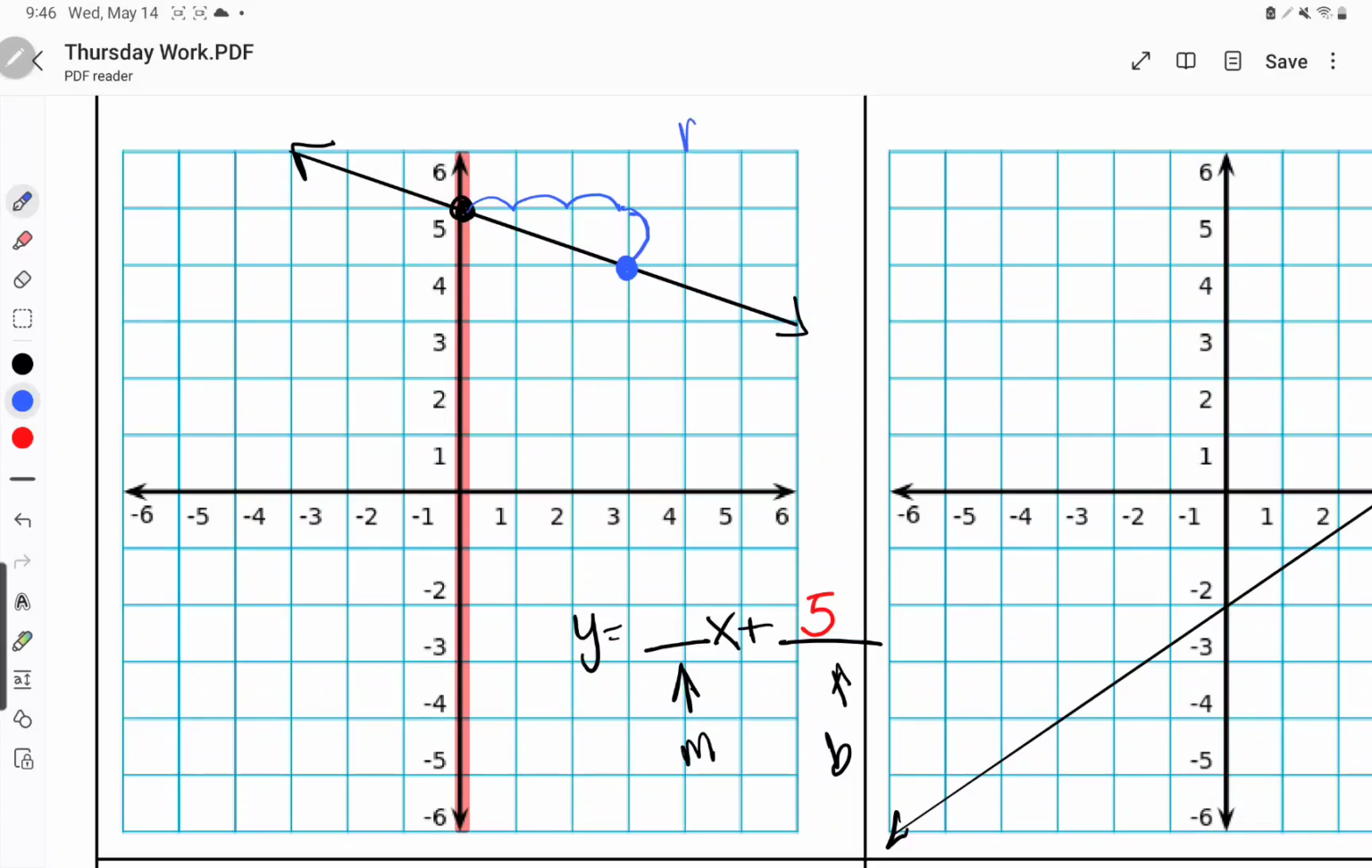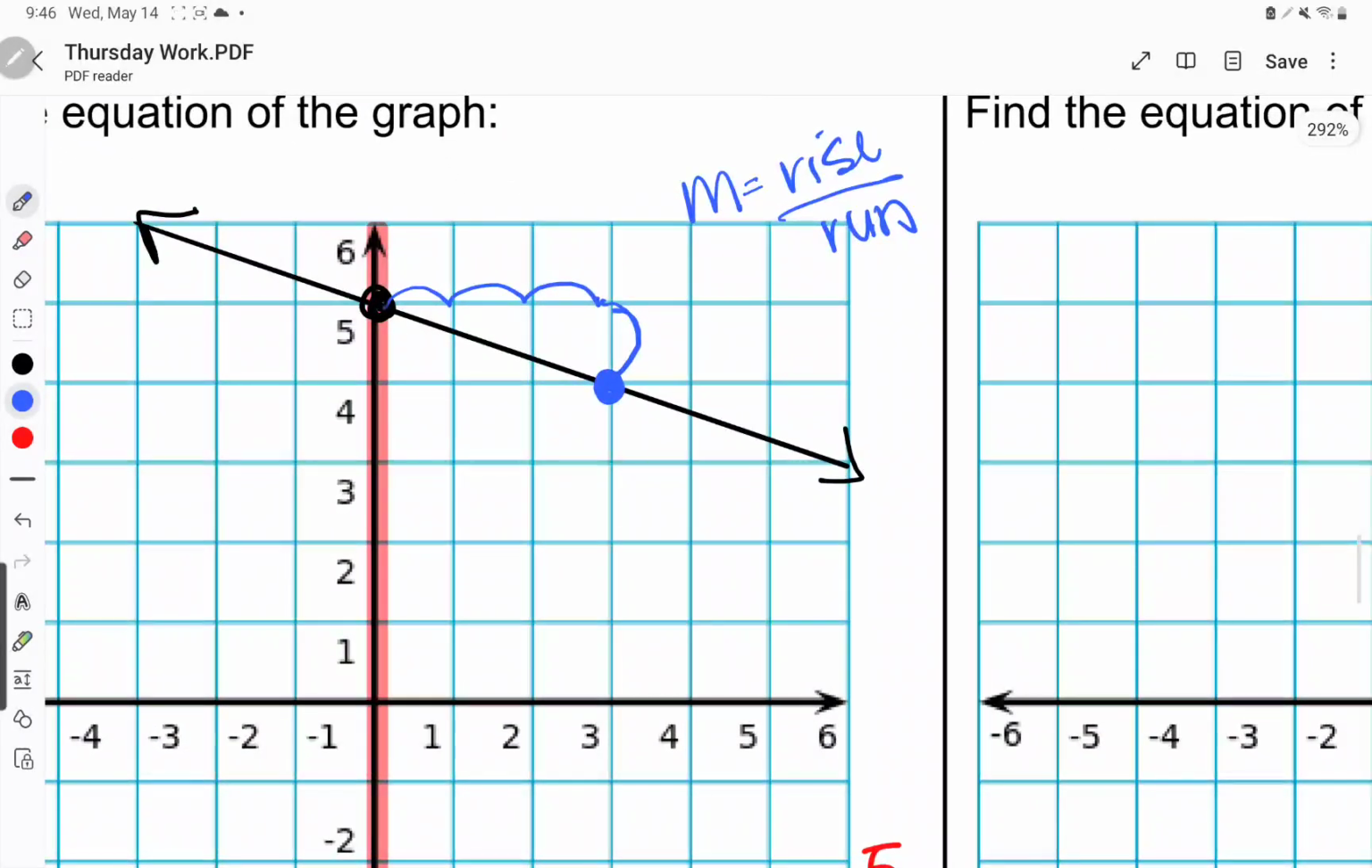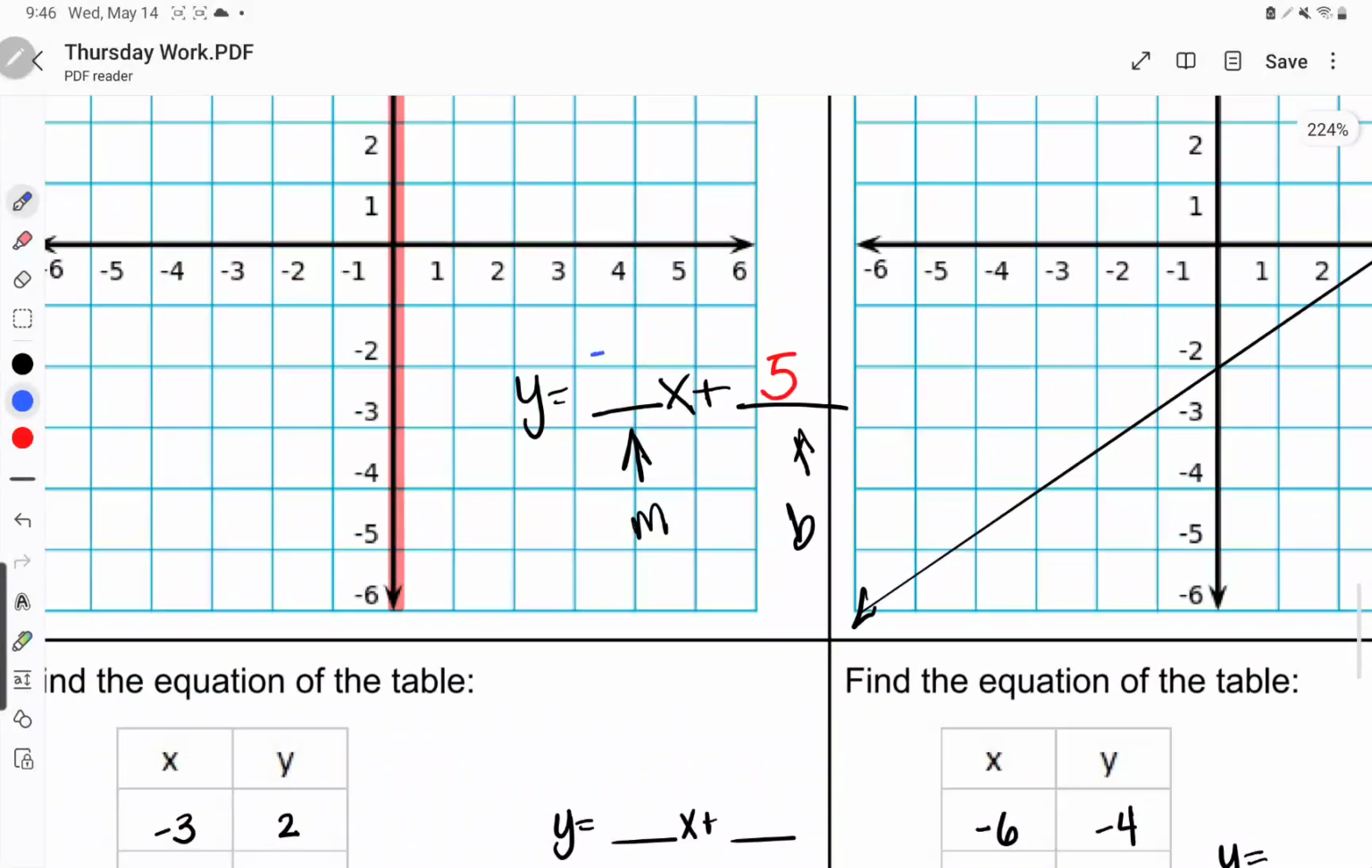Now, M is what over what? M is rise over run. Now remember, we just said we went down. So is this going to be positive or negative? This is going to be negative. And we went down by 1, and we went to the right by 3. So I would have -1 over 3.